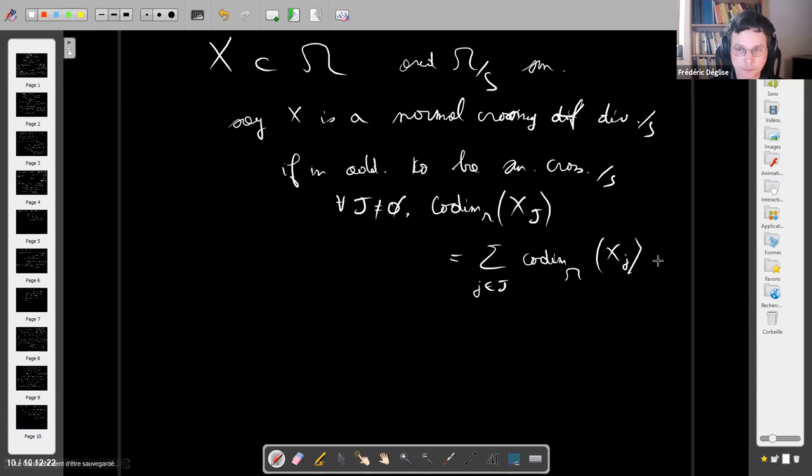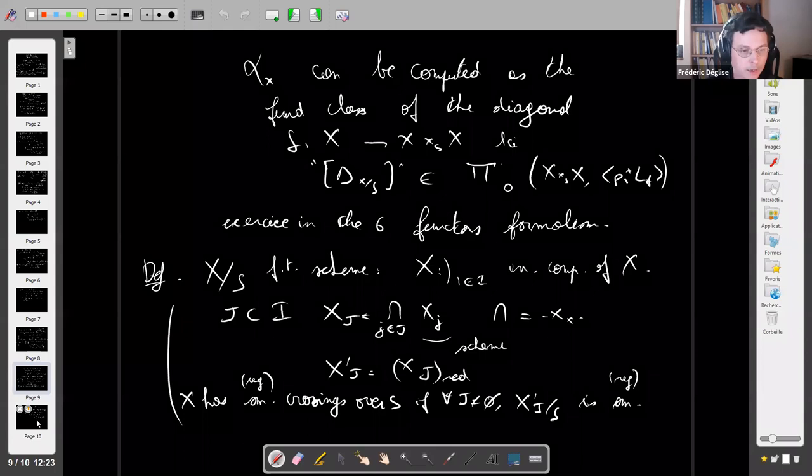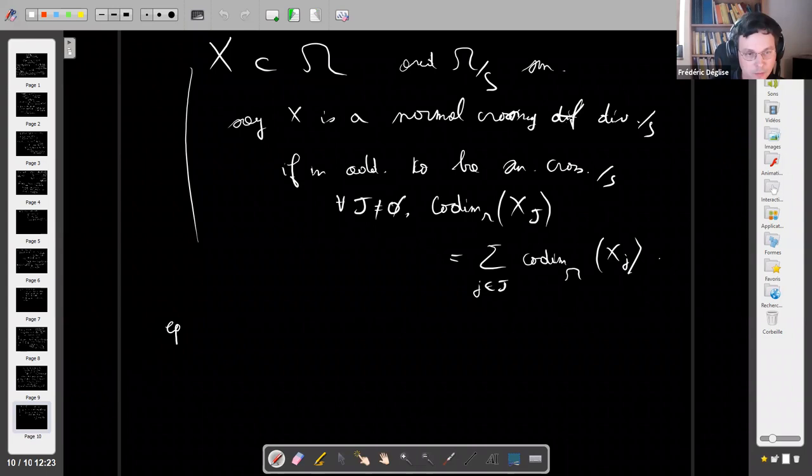Okay, so it means that you have divisors. I mean, X is a union of divisors, and each divisor intersects properly. Note that I use this reduction, so it means that the intersection can have multiplicities, geometric multiplicities. So it's not a simple normal crossing divisor. Okay.